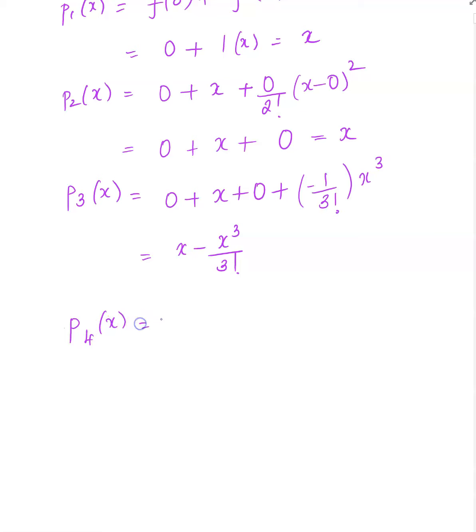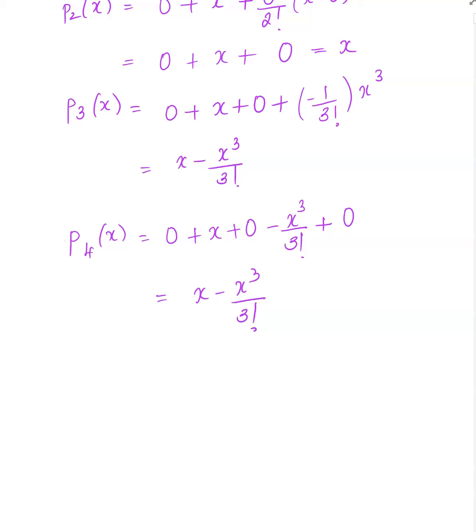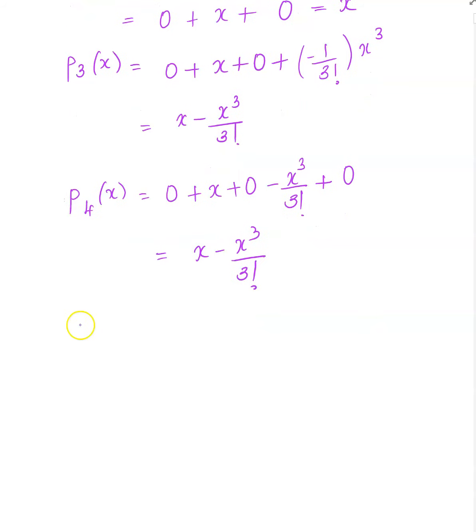The P4 of x would be, if you see this fluctuating pattern, x plus 0 minus x cubed over 3 factorial plus 0. So P4 will also give back x minus x cubed over 3 factorial. I'm beginning to see a pattern. It looks like they repeat because of the 0, right? The intermittent 0 between two consecutive terms is helping us to see a certain pattern. P1 and P2 come out to be the same. P3 and P4 come out to be the same. So if you want, you can go further and verify what happens, at least to draw the pattern.